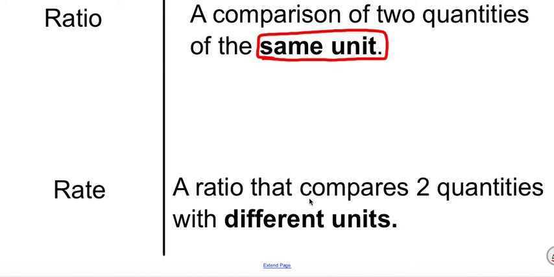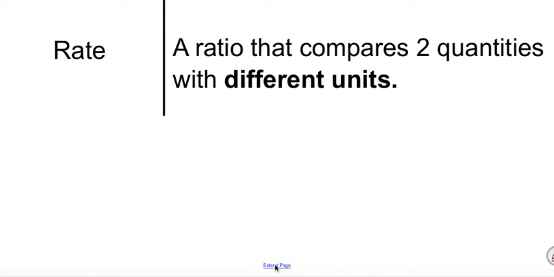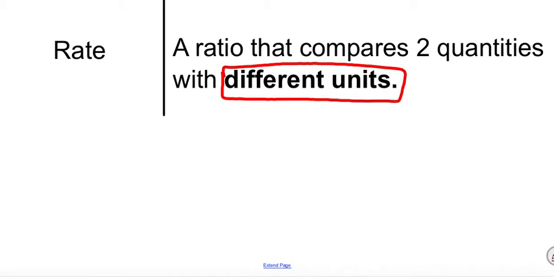A rate. A rate is also a ratio. It's another kind of ratio, and it also compares two quantities, but a rate has different units. With a rate, you have different units.